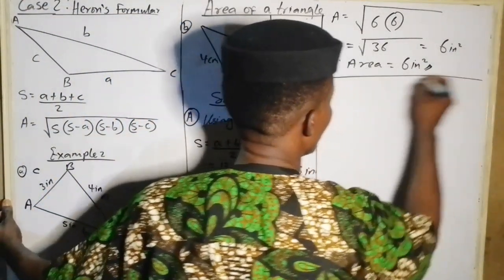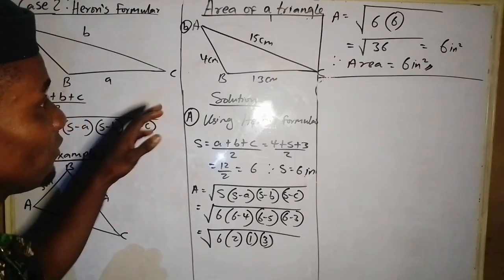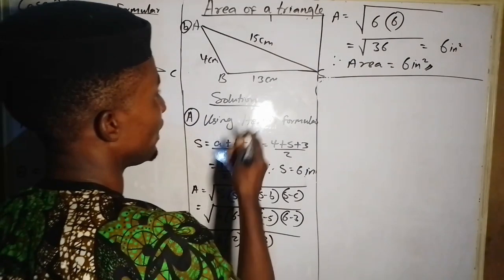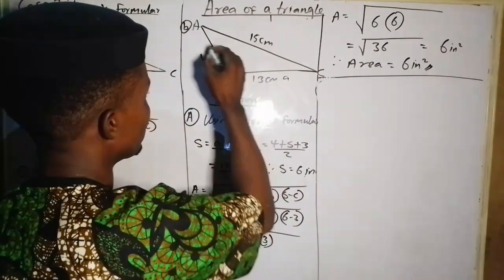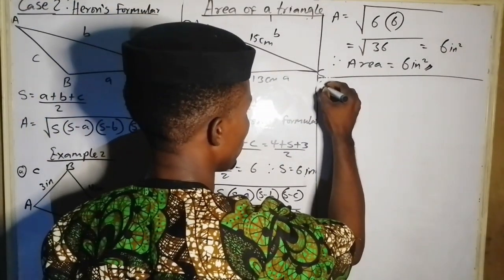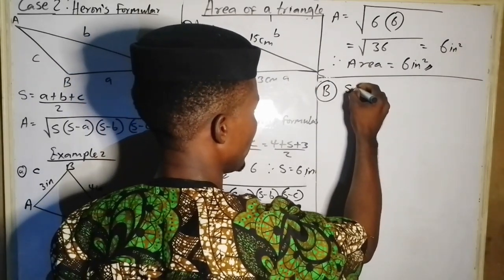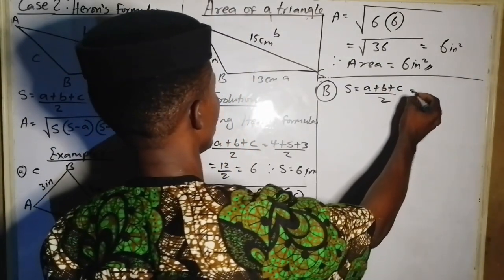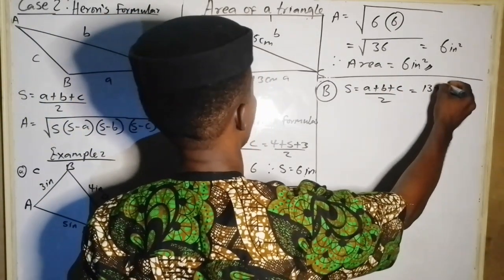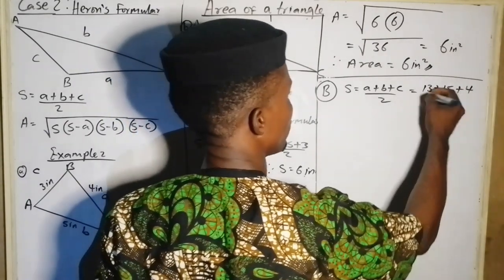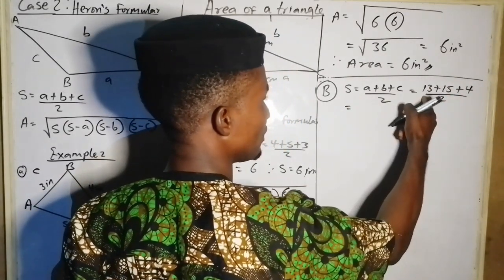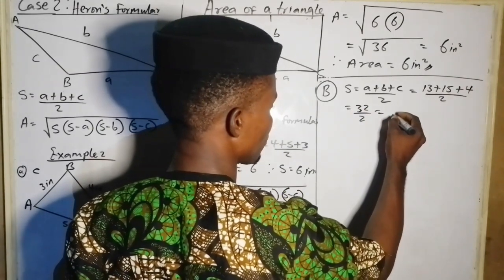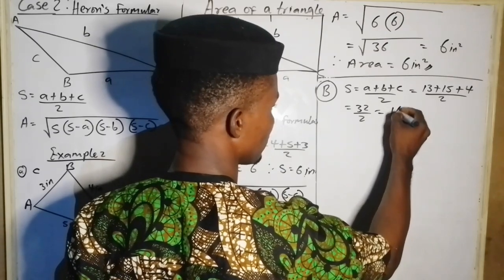Now, let's find the area of the second triangle. To find the area of the second shape here, we have to label each angle A, B, C. Anywhere the angle is facing is your side. This is A, this is C, and this is B. So I need to find my semi-perimeter S, which equals A plus B plus C over 2. That is 13 plus 15 plus 4 divided by 2. When we add up all this, 28 plus 4, that's 32 divided by 2, that's going to be 16.